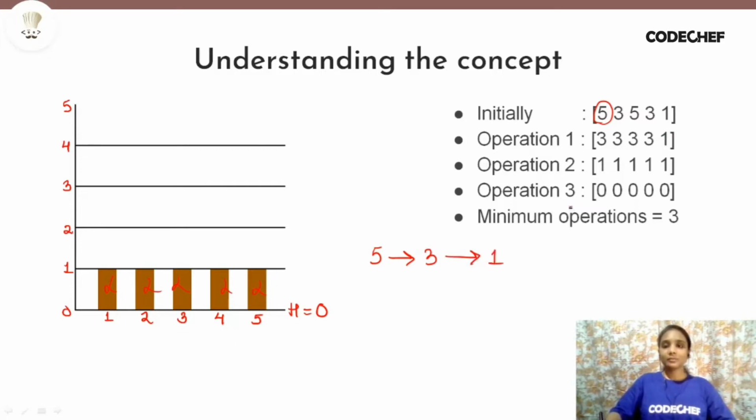Now in the third operation, again we targeted the third highest stick, that is of height 1, including the first highest and the second highest, which have already been reduced to height 1, and then we reduced all the sticks to 0, from the third highest to 0. So, this is how we amount to the minimum number of operations as 3.